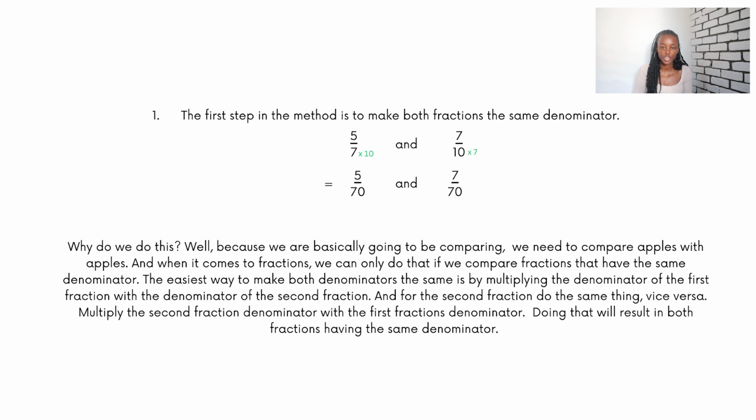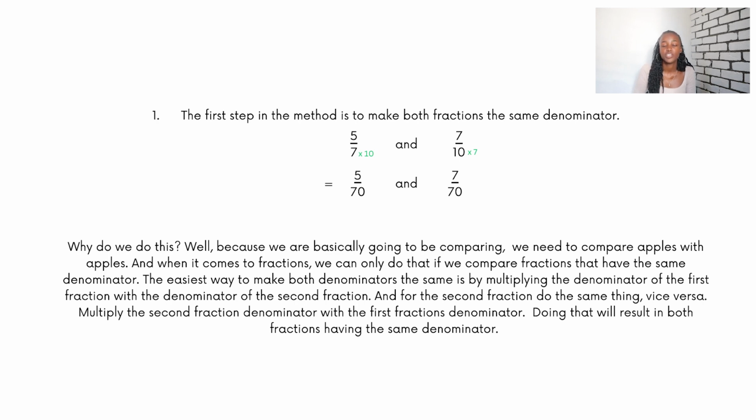So in our longer method, our first step is to make the denominators of these two fractions the same. Why do we do this? Because we're basically going to be comparing two fractions. And when you compare something, you need to compare apples with apples. They need to be the same kind for you to compare them. So when it comes to fractions, they need to have the same denominator in order for them to be compared, in order for us to see which one is bigger between the two. So that is why we make the denominators the same.